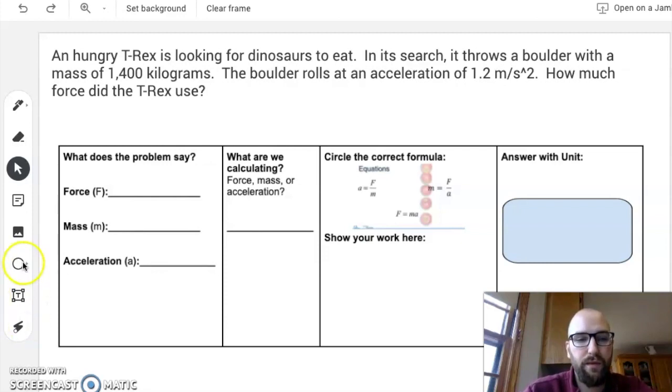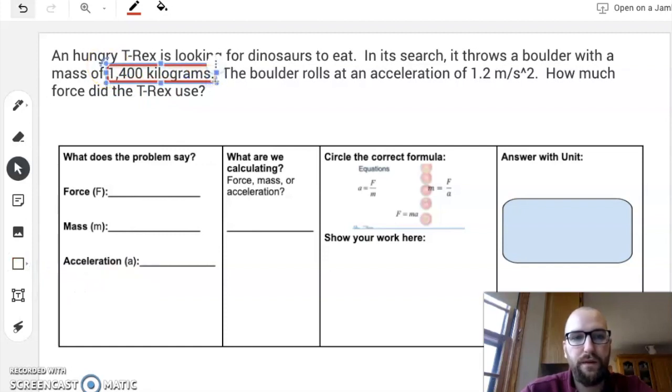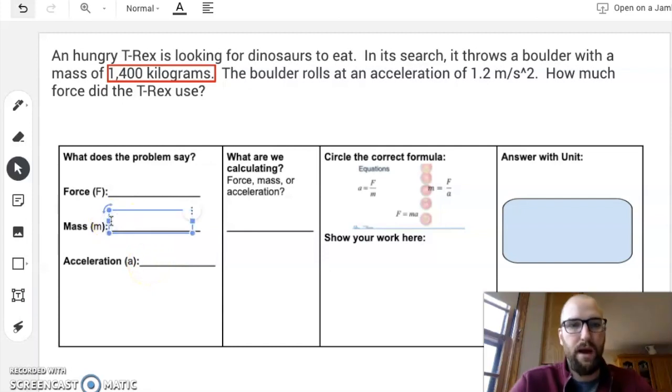Okay, when I'm solving these problems, the first thing we do is we try to figure out what the problem says. So I'm going to put squares around the important information. The first important piece of information is 1,400 kilograms. Is that our force, mass, or acceleration? Kilograms tells me mass, and it also says a mass of. So there's lots of context in the question that helps me here. I'm going to write 1,400 kg. Okay, kg is the same thing as kilograms.